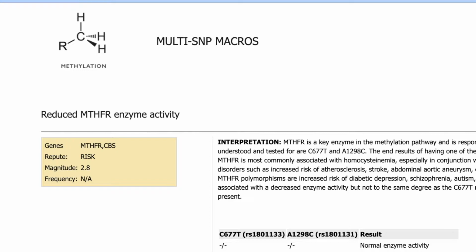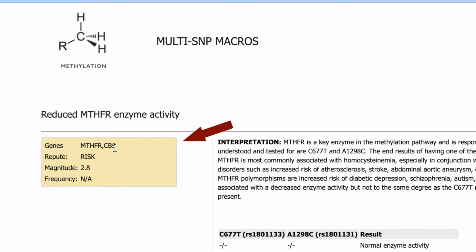People understand what a gene is. Very rarely do they understand what a SNP is. And they certainly understand that a reduced MTHFR activity, with your education on what MTHFR is, has some health implications for them. So it's something that they can actually take from this and understand exactly what their SNPs are telling them.